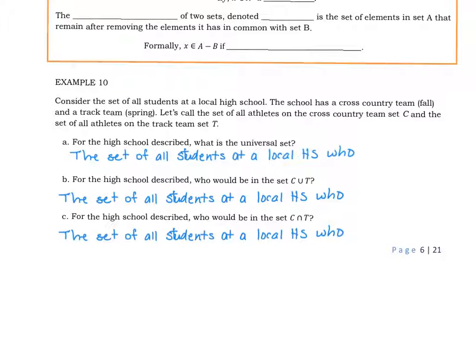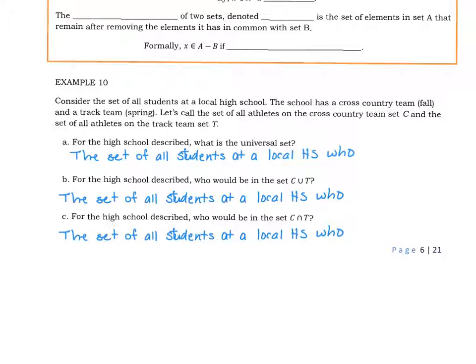Sets. Example 10. Consider the set of all students at a local high school. And the school has a cross-country team, which is in the fall, and a track team, which is in the spring. Let's call the set of all athletes on the cross-country team set C, and the set of all athletes on the track team set T.